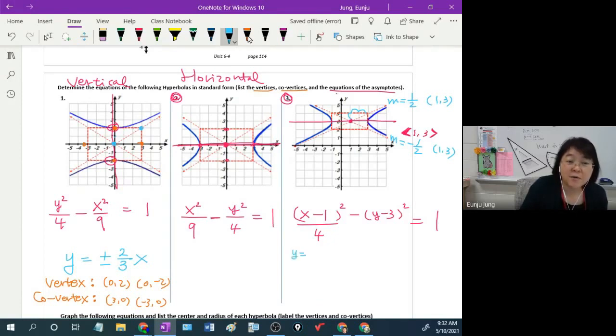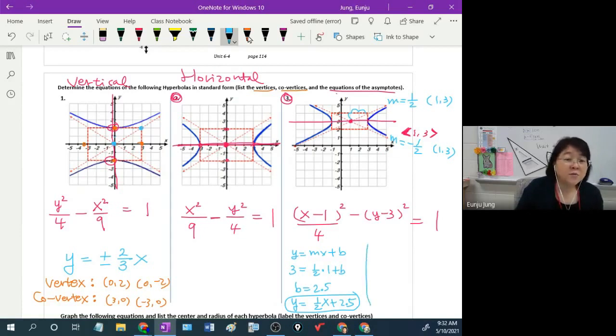So y equals mx plus b, and one of the points is at (1, 3), so 1 and 3 will be plugged in, and we are using slope 1/2 to find b. What is b? Let's subtract 0.5 from 3, which is 2.5. Okay, so one of the asymptotes is y = 1/2 x + 2.5. That is one positive equation of the line here, okay?